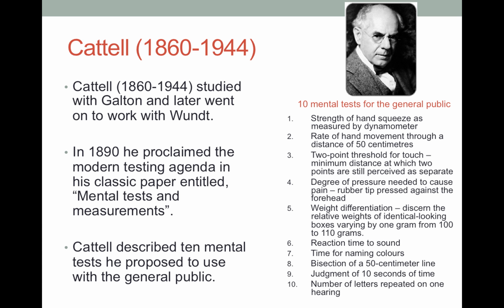Cattell is one of the other pioneers in psychological testing. He studied with Galton and later went on to work with Wundt. Cattell described 10 mental tests he proposed to use with the general public, which can be seen here. If you read through them, you can see that the measures are very Galtonian. Cattell thought it was impossible to separate bodily energy from mental energy. In 1890, he proclaimed the modern testing agenda in his classic paper entitled Mental Tests and Measurements.